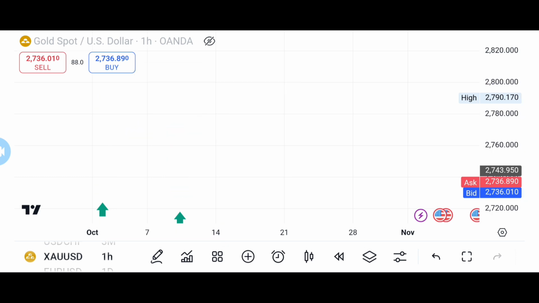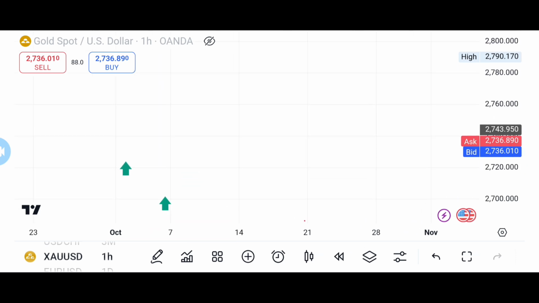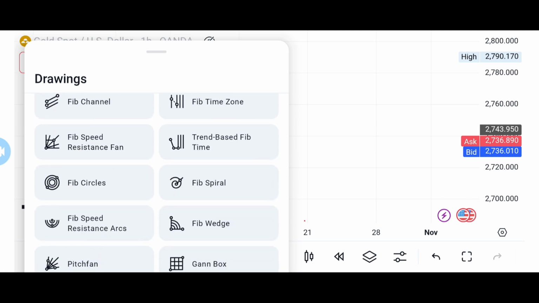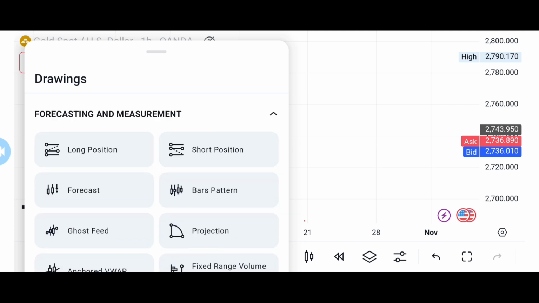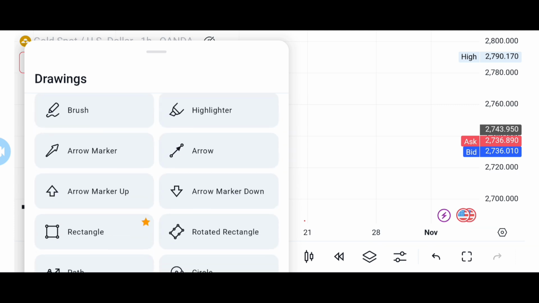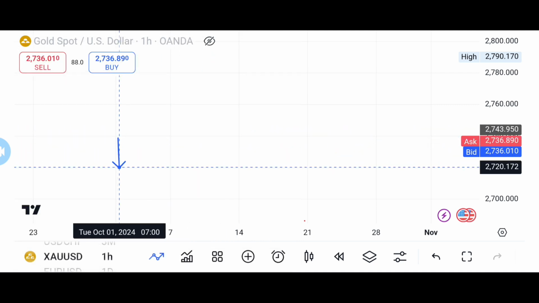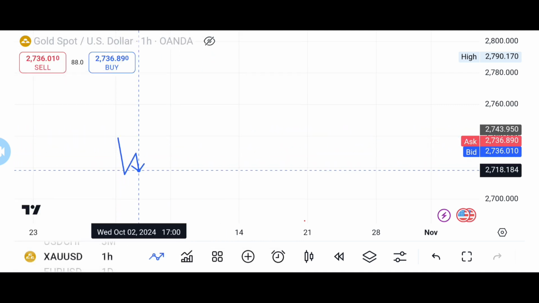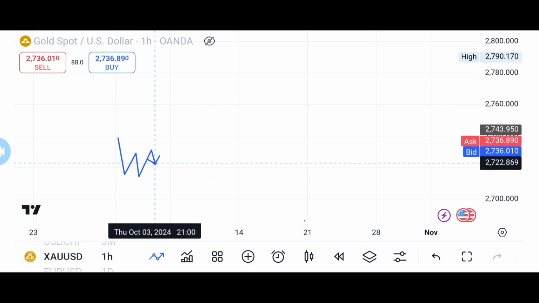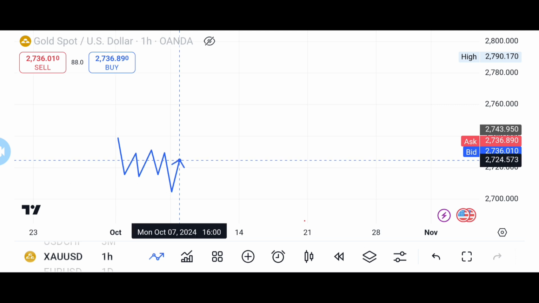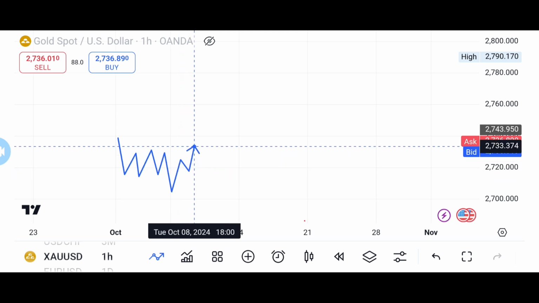Sometimes you might see it like that, and my friend, that is a very clear setup, easy to trade. But now be cautious, because they might try to fake you. They might try to manipulate you. Sometimes you may see something like this. So be cautious, guys.